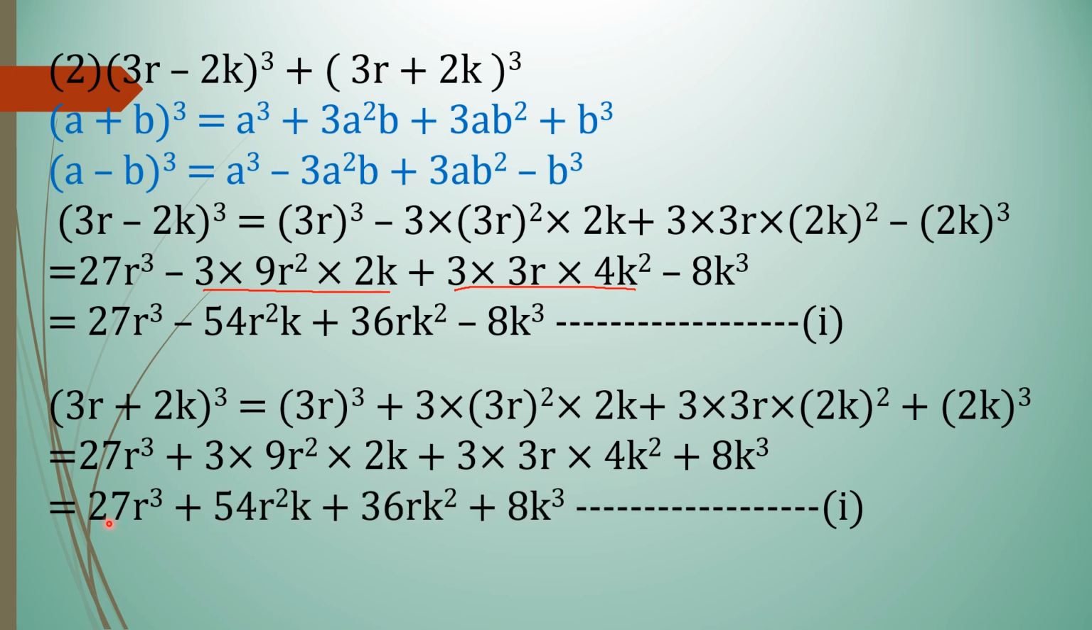That is, the next step is 27r cube plus 3 into 9r square into 2k will become 54r square k plus this 3 into 3r into 4k square. If you multiply, it will become 36 r k square, then plus 8k cube. So you'll put this as relation number 2. Write down your relation number 2.